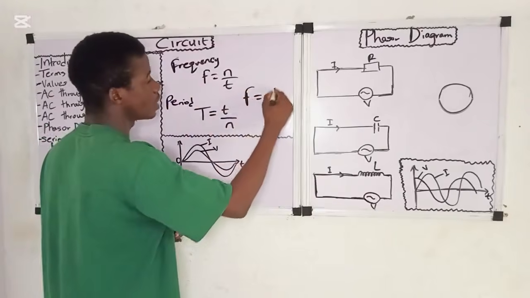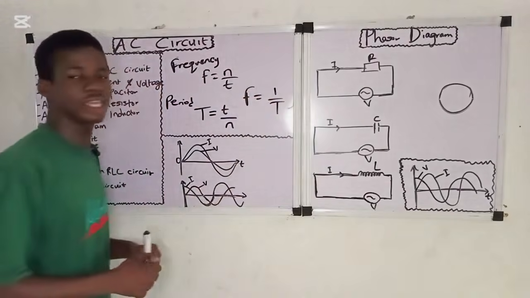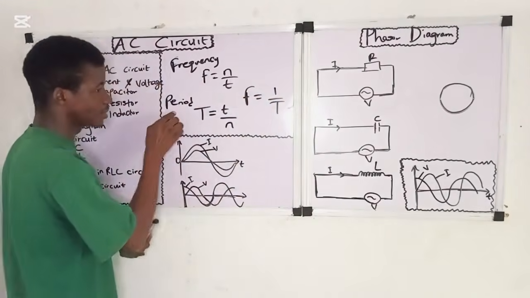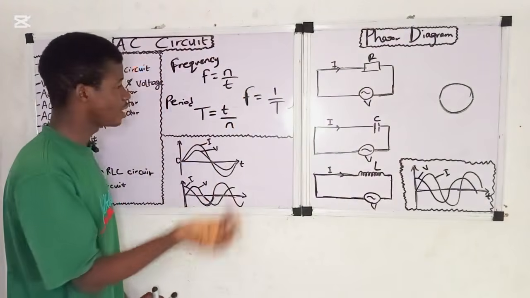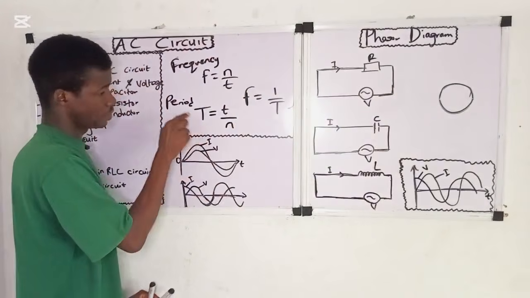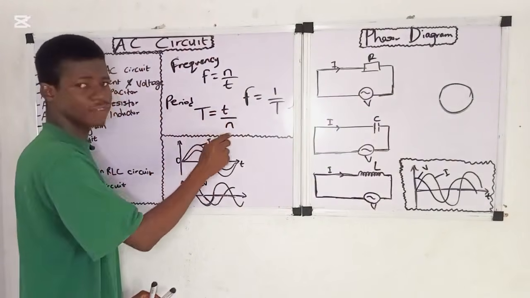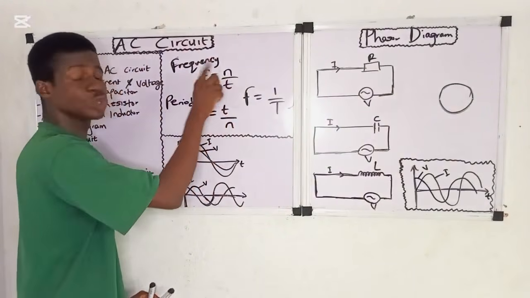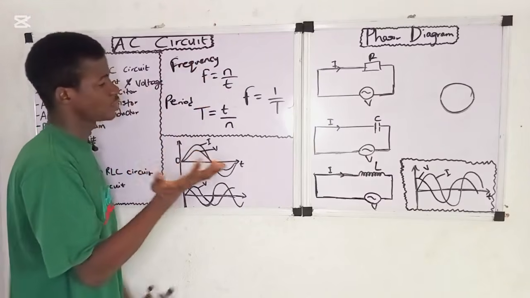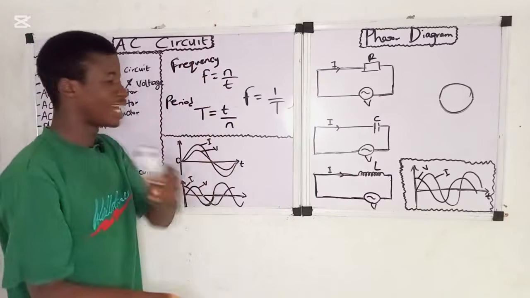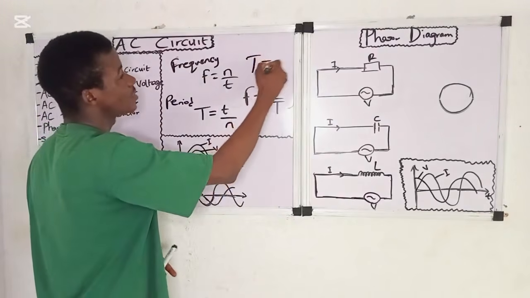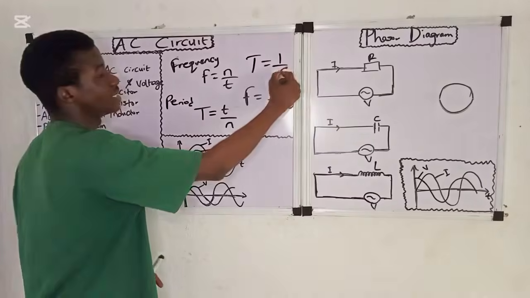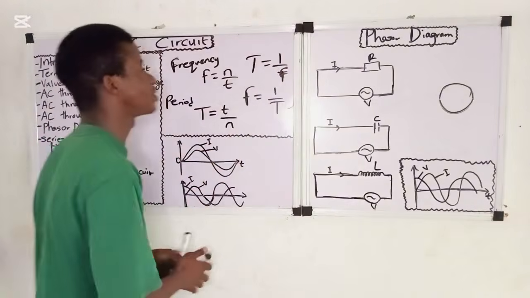So that is where the formula comes from. f is equal to 1 over period. Okay, you know why? Because period and frequency are reciprocal to each other. If you look at period, it is t over n. If you look at frequency, it is n over t, right? So they are reciprocal. So frequency is equal to 1 over period, or you can say period is equal to 1 over frequency.